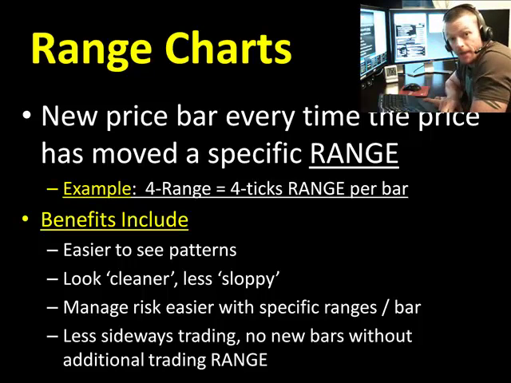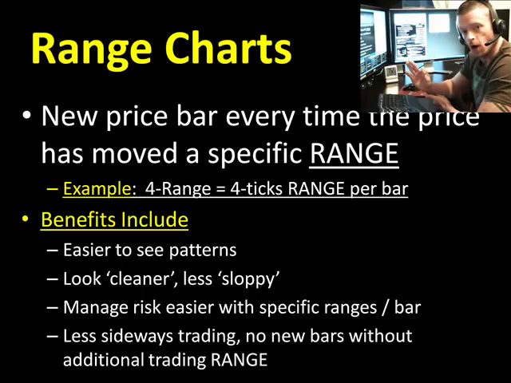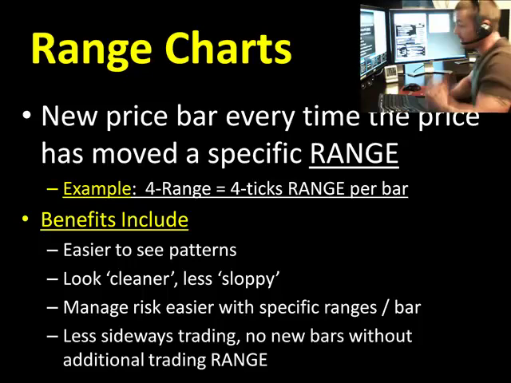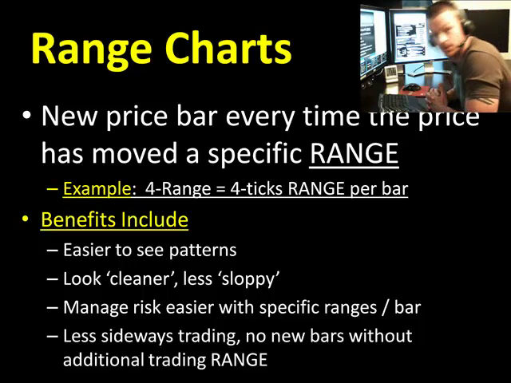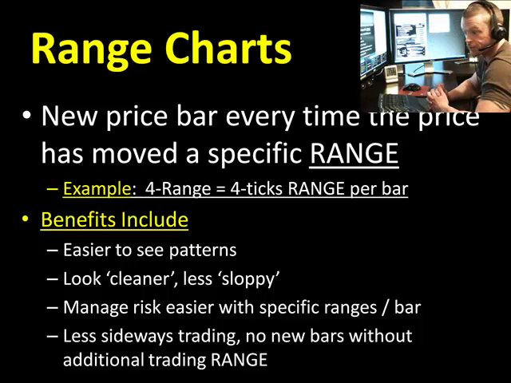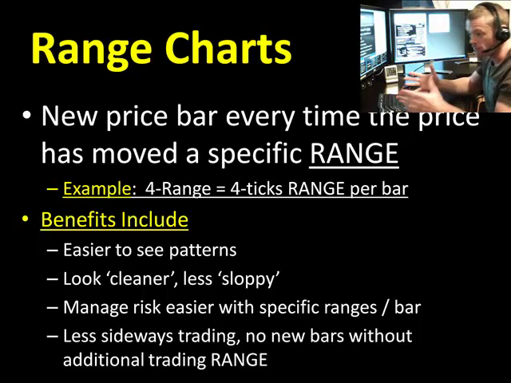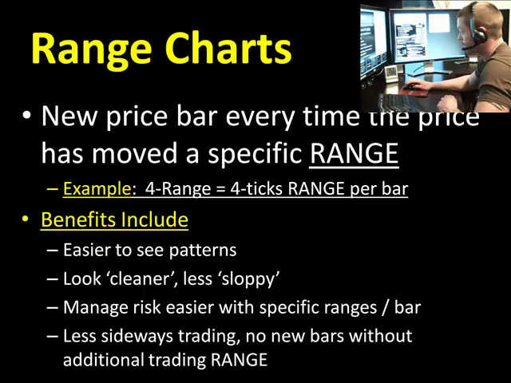It's a lot easier also to manage risk. We place our stops above or below a candlestick. So knowing what the exact range is per candlestick is going to help us identify and manage the risk per trade a whole lot easier, because I know every single candlestick is the same amount of trading range. So they're cleaner, they look much better, easier to see the patterns, and there's less sideways chop and slop that you see on things like time bars.